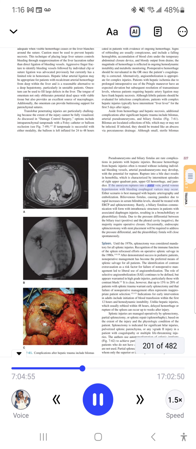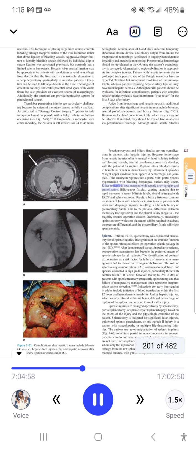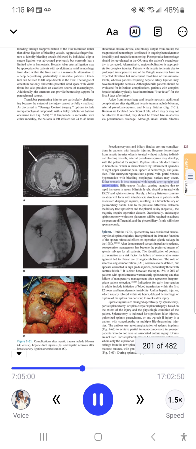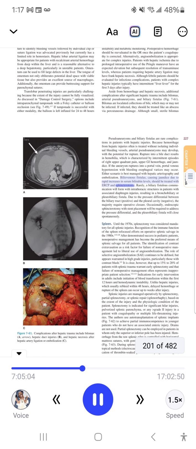If the aneurysm ruptures into a portal vein, portal venous hypertension with bleeding esophageal varices may occur. Either scenario is best managed with hepatic arteriography and embolization. Hemobilia, causing jaundice due to rapid increases in serum bilirubin levels, should be treated with ERC and sphincterotomy.